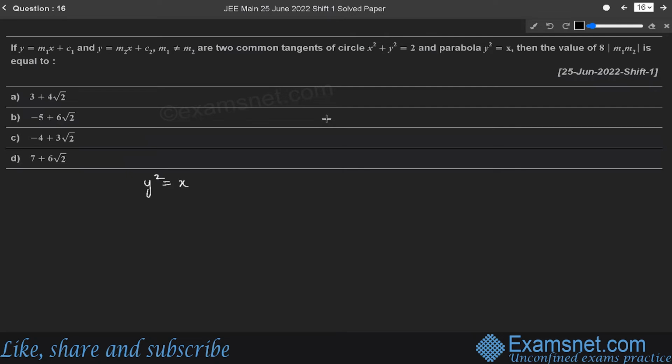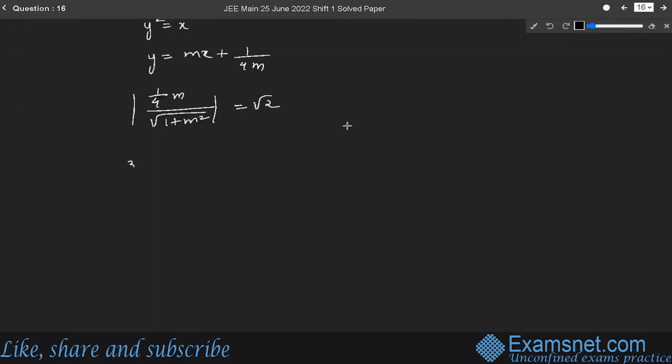So let the tangent to y square is equal to x be y is equal to mx plus 1 upon 4m. Now, for it being a tangent to the circle, it will be modulus of 1 by 4m divided by under root of 1 plus m square is equal to root 2. Therefore, we can say that 32 into m power 4 plus 32 m square minus 1 is equal to 0.